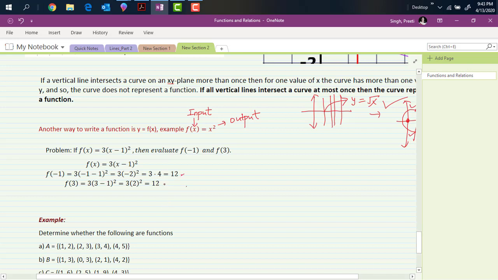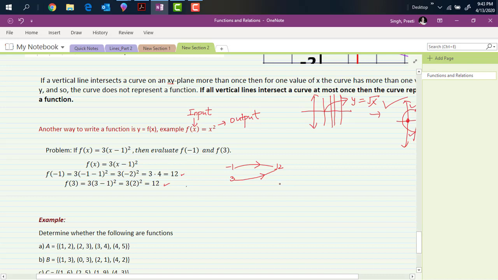Both have the same output, but this is still a function. What this is saying is negative 1 is mapped to 12 and only one answer. The answer could be the same, but negative 1 is mapped to 12 and 3 is mapped to 12 as well.